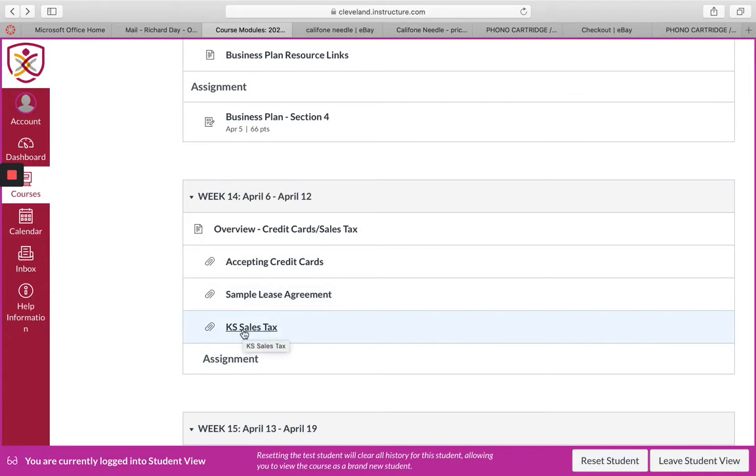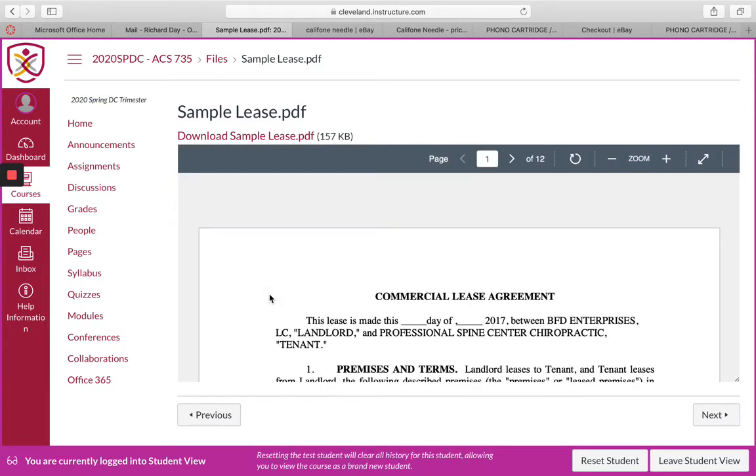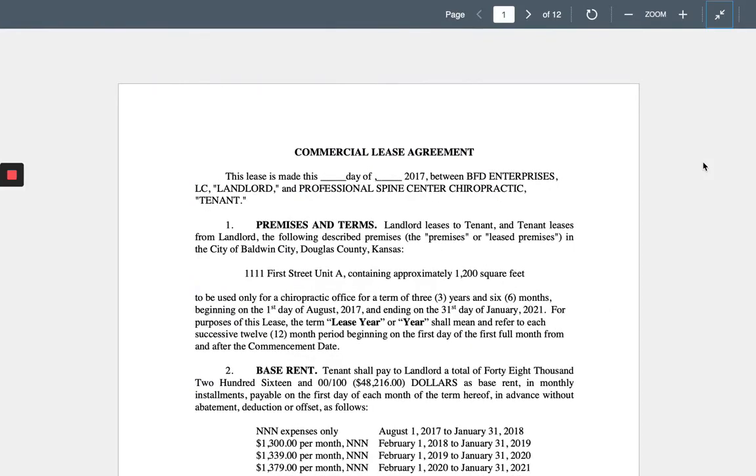I won't get into Kansas sales tax. Sales tax varies from state to state. That's an old presentation I used to give, but I have not given it recently. This is what I did want to look at, though. This is pretty standard no matter what state you are in.